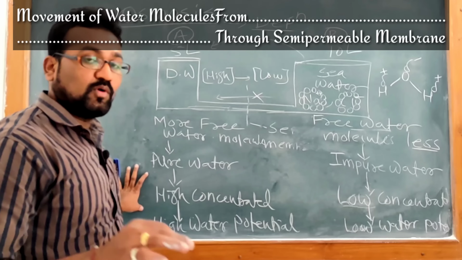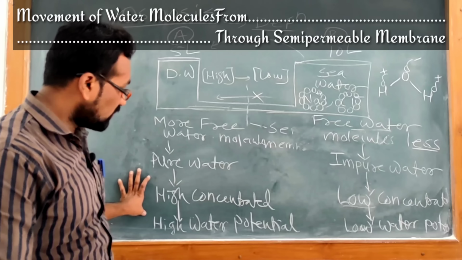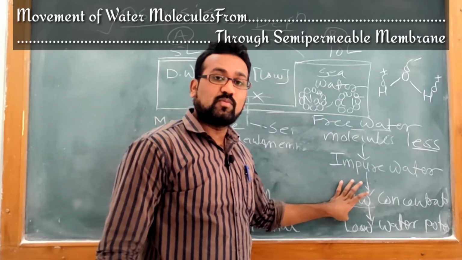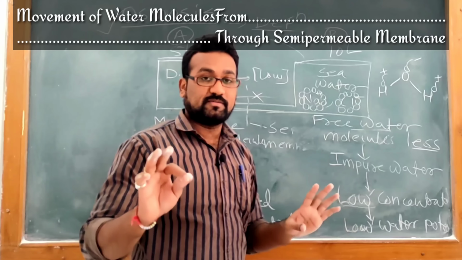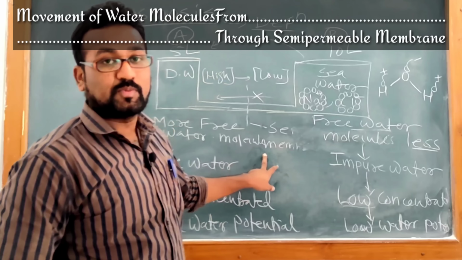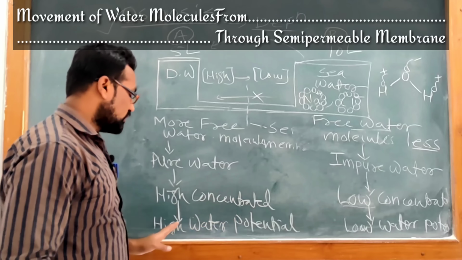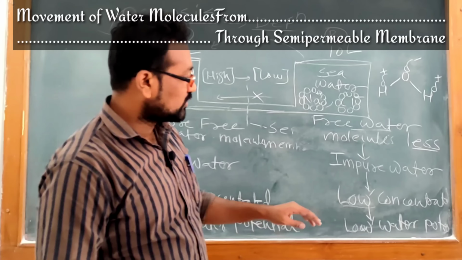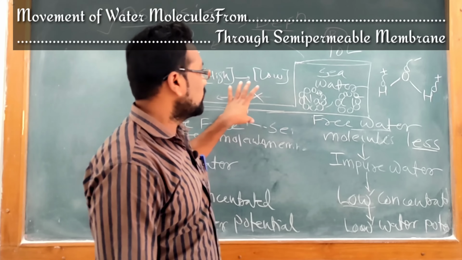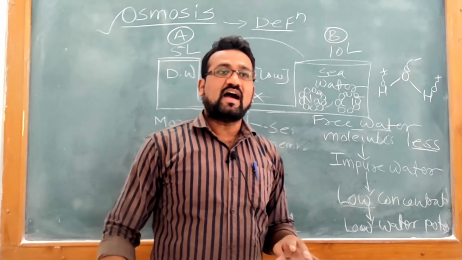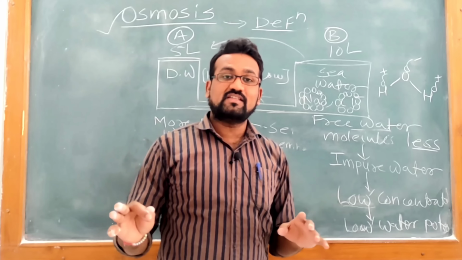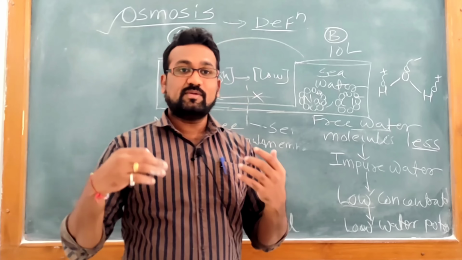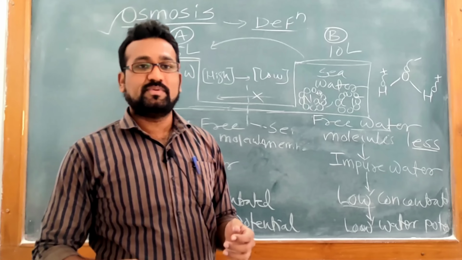The words movement of water molecule should be there. The movement of water molecule from the region of high concentration towards the region of low concentration of solvent through semi-permeable membrane. And lastly, you can also write the movement of water molecule from high water potential region to the low water potential region through the semi-permeable membrane. So I have tried to make the definition of osmosis as simple as it can be. So it will definitely help you to remember the osmosis definition.